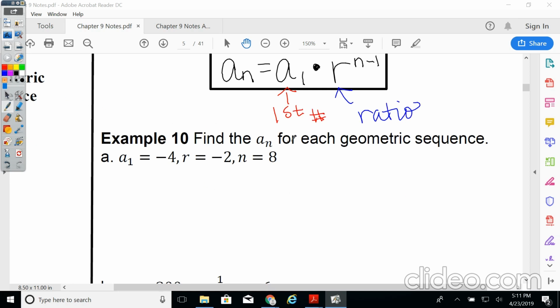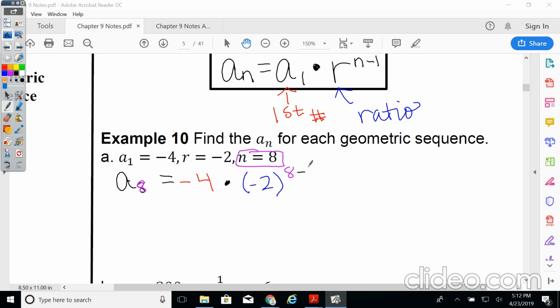All right, so find a sub n for each geometric sequence. So a sub 1 is -4, the common ratio is -2, and n is what we're trying to find. So here we're trying to find a sub 8, the 8th term in the sequence, because that's what the n is. So a sub 8 equals -4 times r is -2, and to the exponent n minus 1, n is 8, and I'm going to subtract 1 from it.